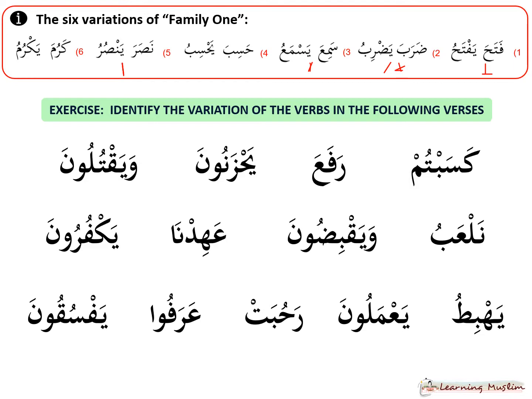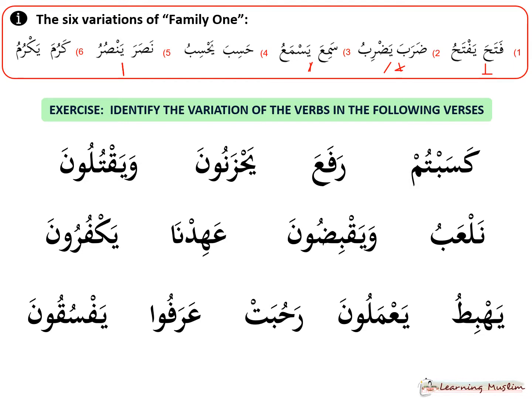Next one, yahbitu, can either be daraba yadribu or hasiba yahsibu. It's going to be bab daraba yadribu because it would be habata yahbitu. And ya'maluna, it would be bab sami'a yasma'u because its past tense is amila. So amila ya'malu. So it is bab sami'a yasma'u. Next one, rahubat is going to be karuma yakrumu because it is the only one which has in the past tense a dhamma on the ain kalima. So rahubat yarhubu.